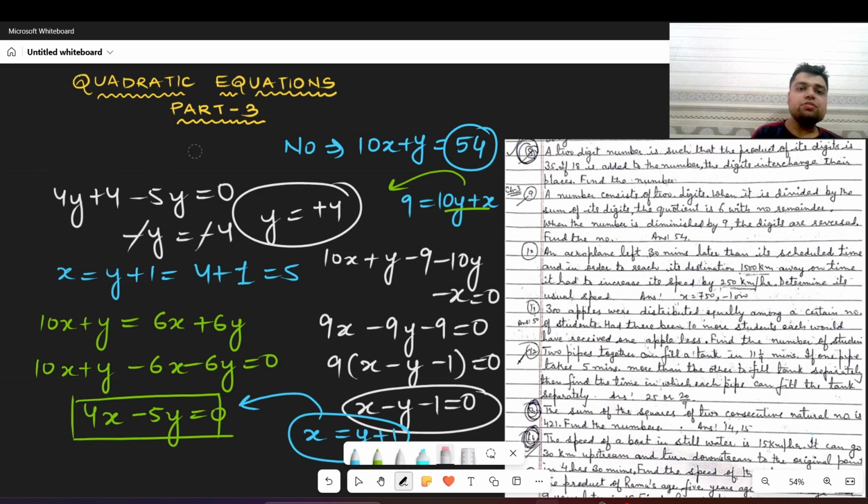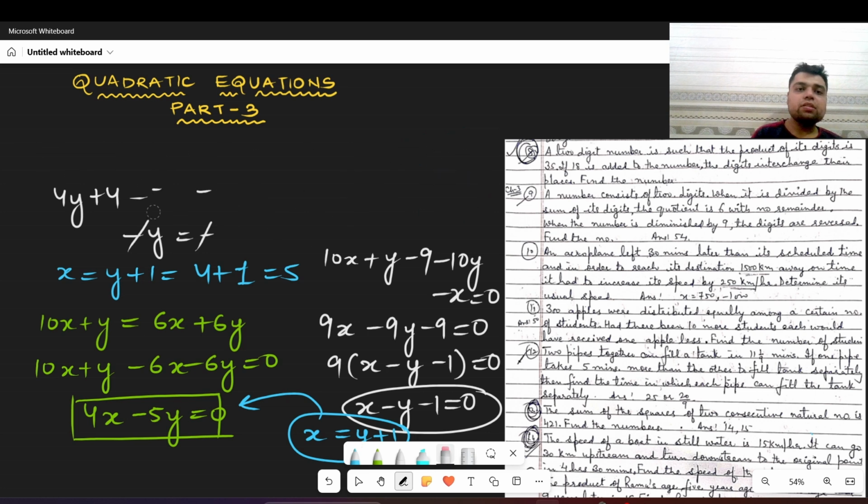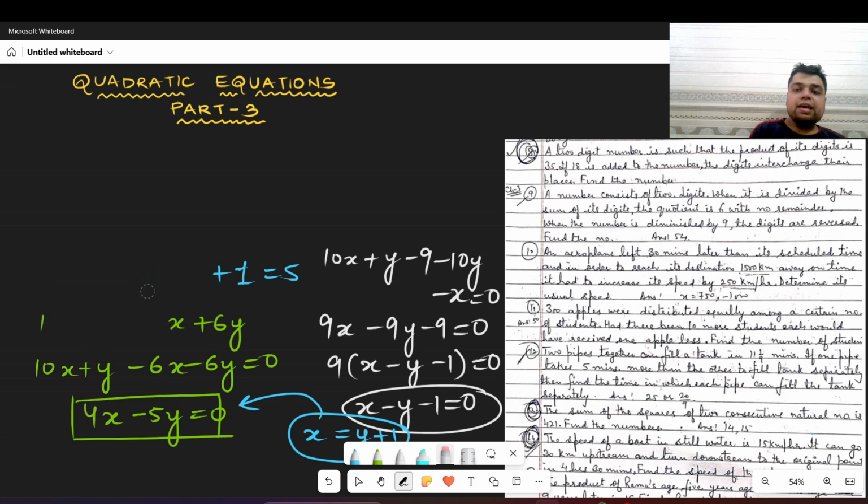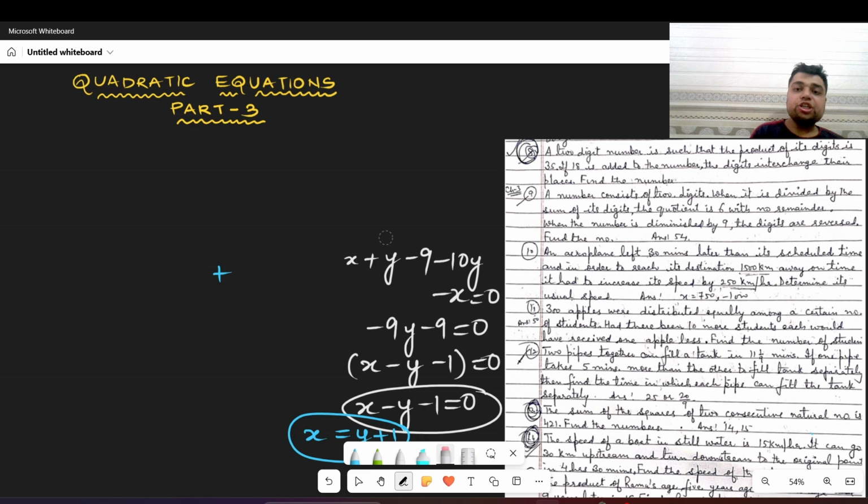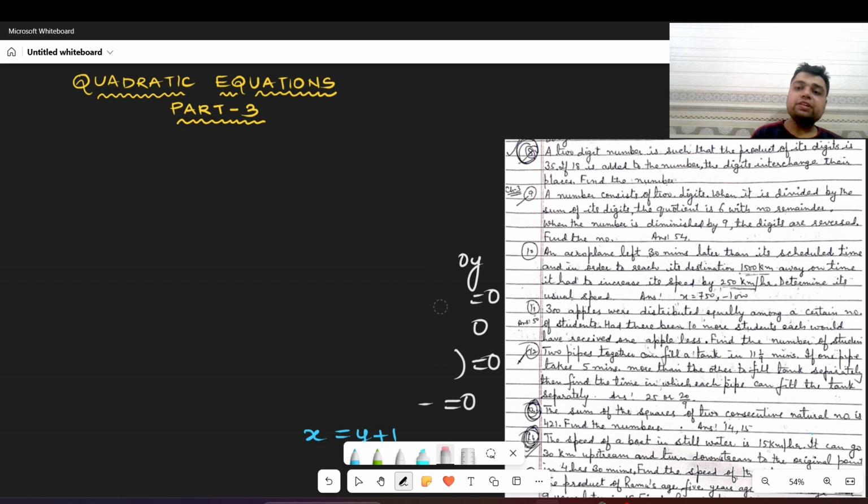In the next question, what we need to do: an aeroplane left 30 minutes later than its scheduled time, and in order to reach its destination 1500 kilometers away on time, it had to increase its speed by 250 km per hour. Determine its usual speed. So according to the question, a plane departed 30 minutes late, but it needs to increase its speed to get there on time.